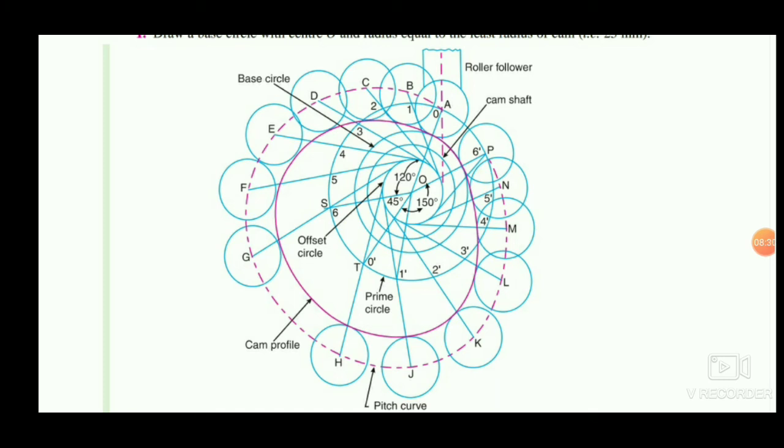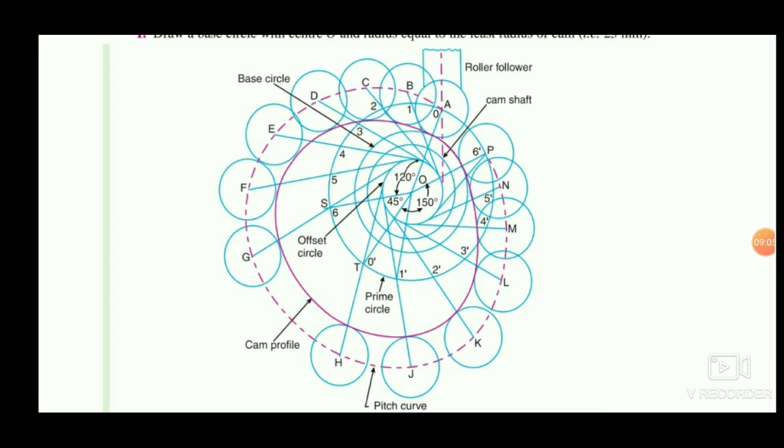Then you divide those displacements in the base circle. So you can see, AOS is the outward stroke, then SOT will be the pause or the dwell period, then TOP 150 degree will be your return stroke. Then you divide both the outward stroke and the fall into 6 equal halves.